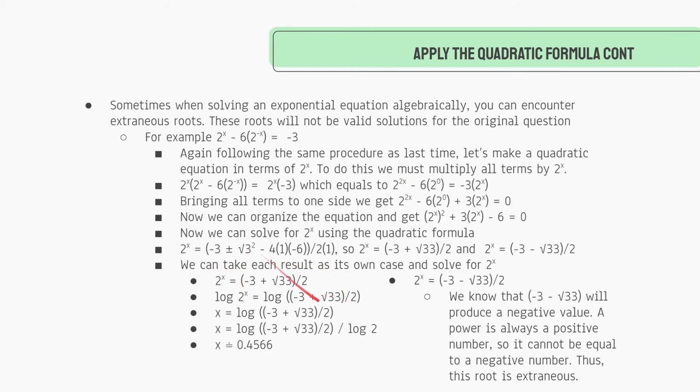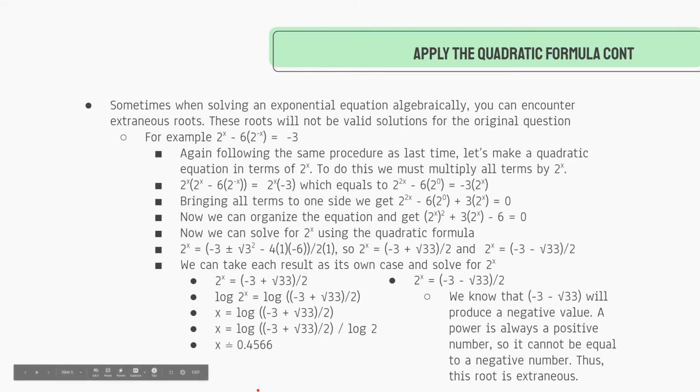But either way, whichever way you do it, you should get to this point over here, which is x is equal to log of (-3 plus the square root of 33, all divided by 2), and then this whole value is divided by log of 2. Plugging this into your calculator, you should get this approximate value here. So yay, we got an answer for our question.